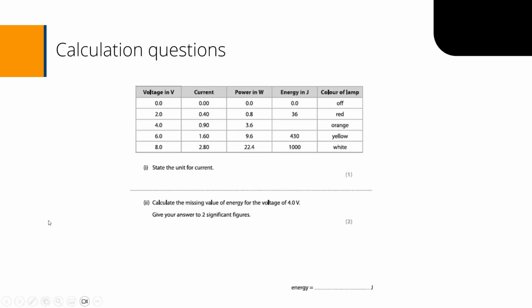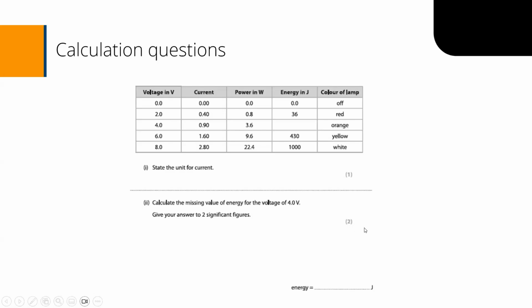Sorry, back to the calculation question. Calculate the missing value of energy for the volume. So you're filling in the missing blank in the energy column. Just a note about the significant figures. If in this specification, the question says give it to 2 significant figures or some number of significant figures, that means that's going to be a marking point. So where it says 2 marks available for that second part of the question, one of those marks will be for giving the answer to 2 significant figures. And if they haven't done so, they can't possibly get that second mark.